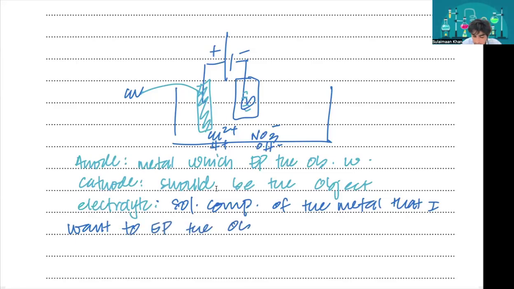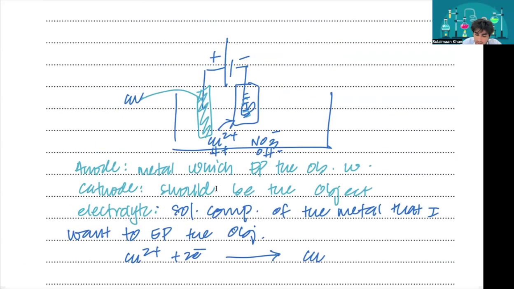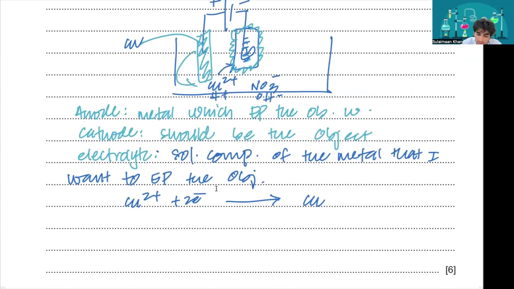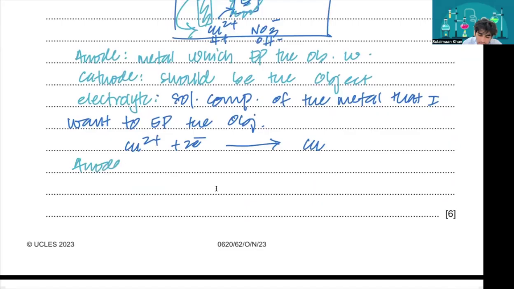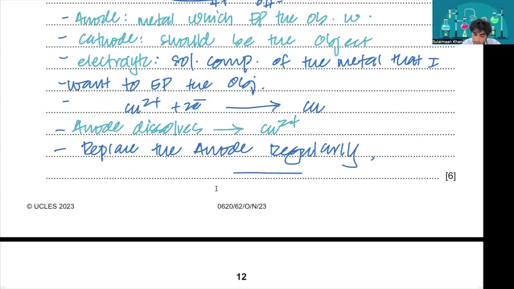Why are we doing this? Why should the object be at the cathode and not at the anode? Because it'll have a negative charge all over it and attract the positive ions. So copper 2 plus ions will gain 2 electrons and become copper. A pink solid is going to be deposited on the surface of the metal. And to compensate for these copper 2 plus ions, the anode is going to dissolve to give more copper 2 plus ions, and that is the reason why you need to replace the anode regularly. So if this were to come, you could easily cater to it.